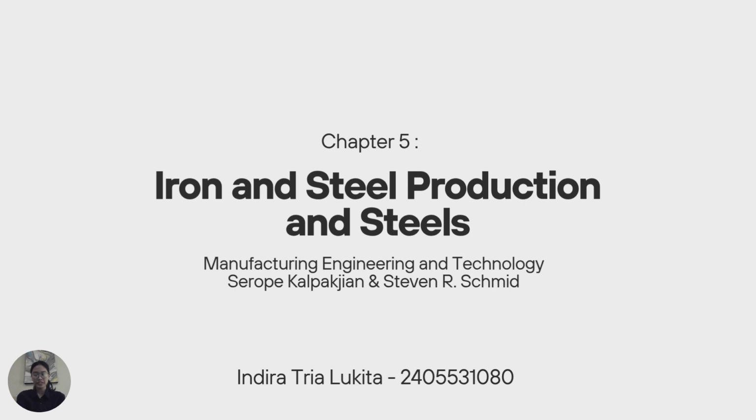Today, I will be presenting Chapter 5, Iron and Steel Production and Steels, from Manufacturing, Engineering and Technology by Serope Kalpakjian and Steven Schmid. In this chapter, we will explore how iron and steel, the most important structural materials, are produced, refined, cast, and classified. We'll discuss the processes from raw materials to high-performance alloys, including carbon steels, alloy steels, stainless steels, and tool steels. Let's begin with an introduction to the importance of iron and steel in manufacturing.